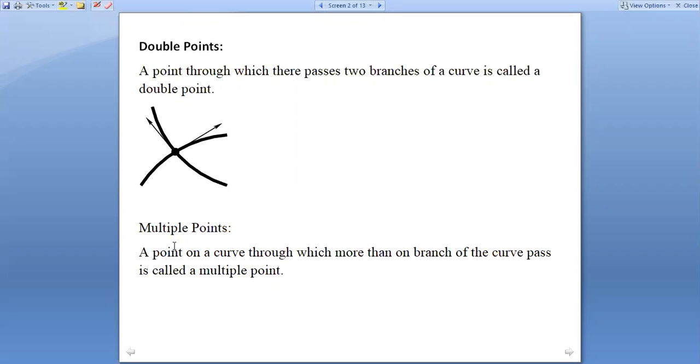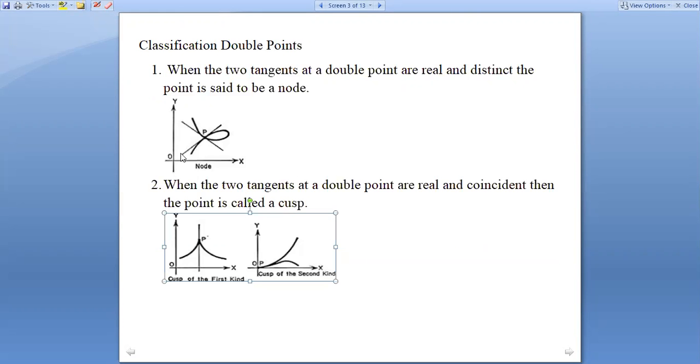The next definition is multiple points. A point on a curve through which more than one branch of the curve passes is called a multiple point. Here you have only two branches. If there are two or more branches, then it is called a multiple point. If there are three branches, it will have three tangents, and so on.